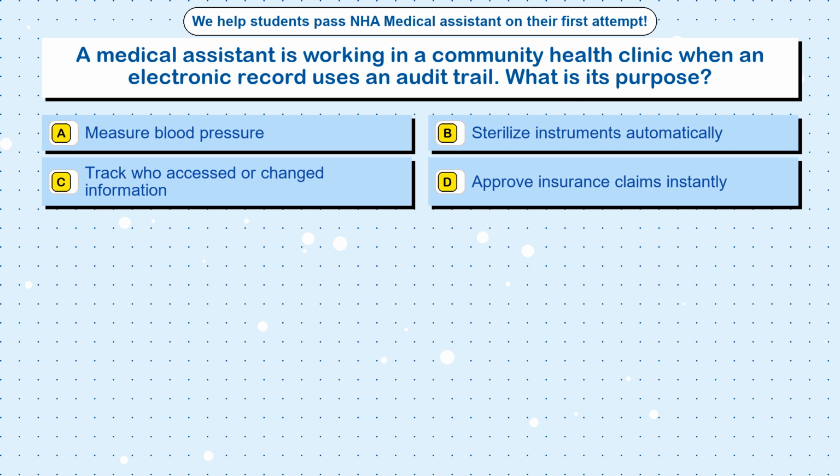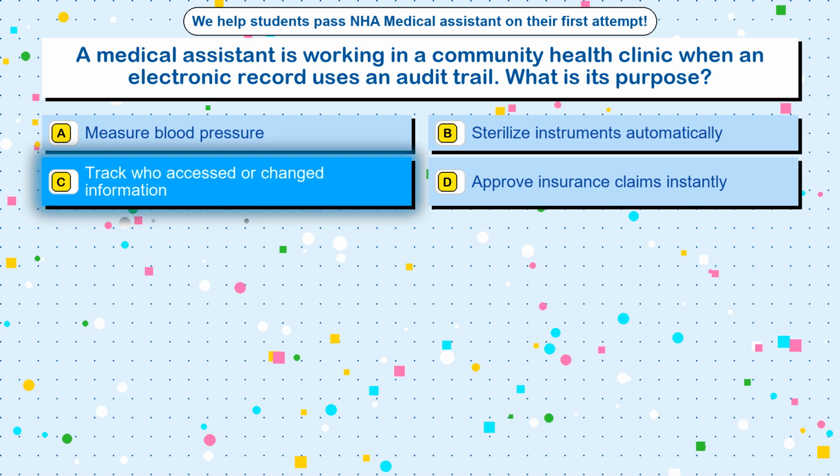What is its purpose? Option A, measure blood pressure. Option B, sterilize instruments automatically. Option C, track who accessed or changed information. Option D, approve insurance claims instantly. The correct answer is option C, track who accessed or changed information.